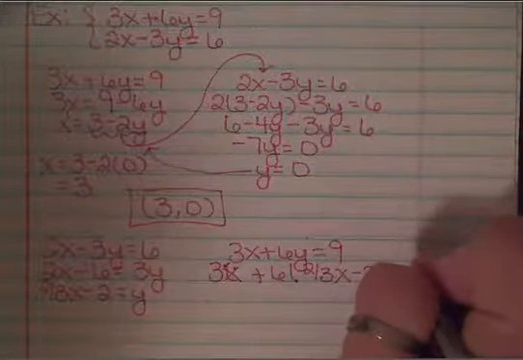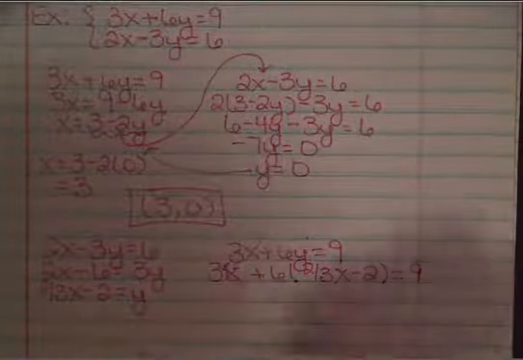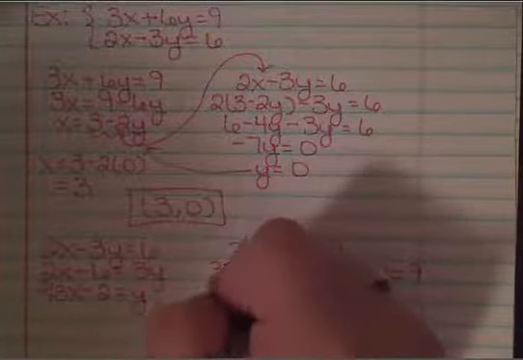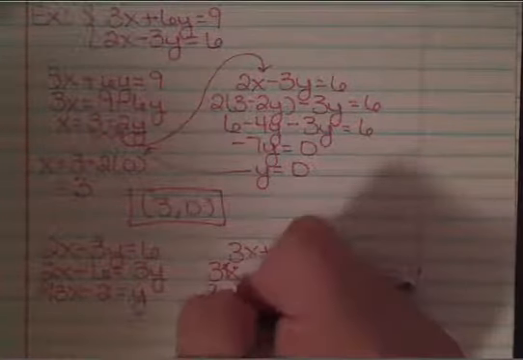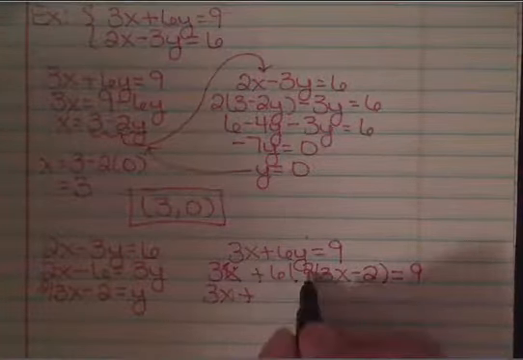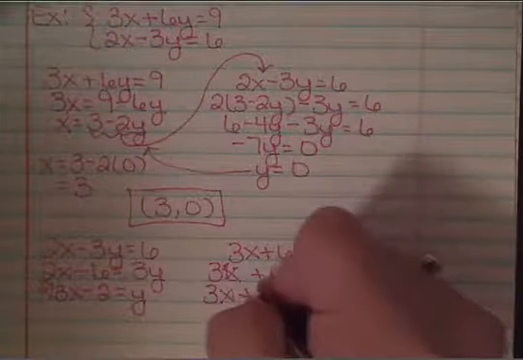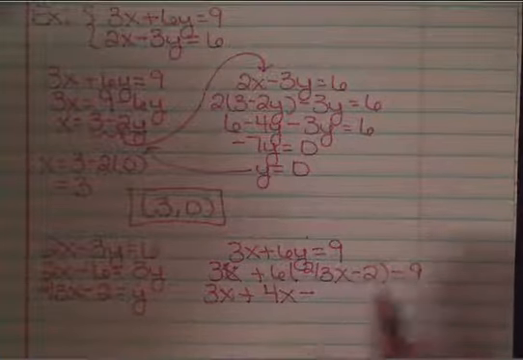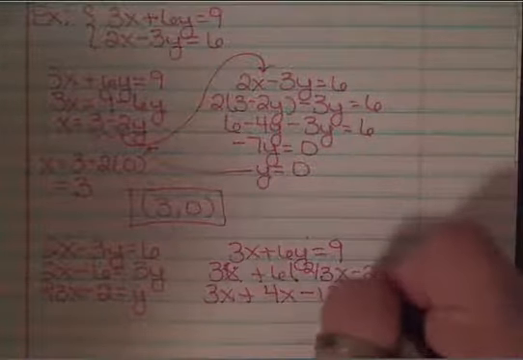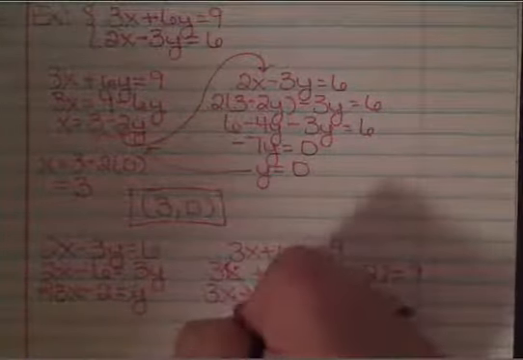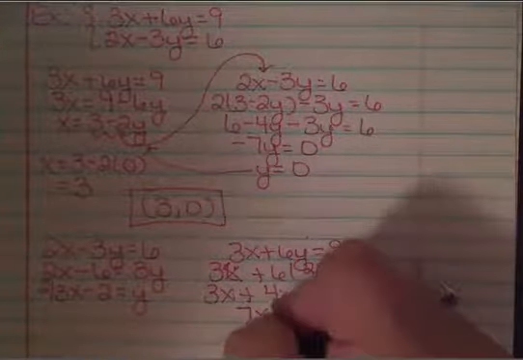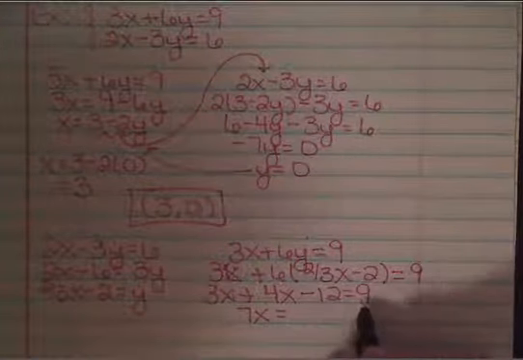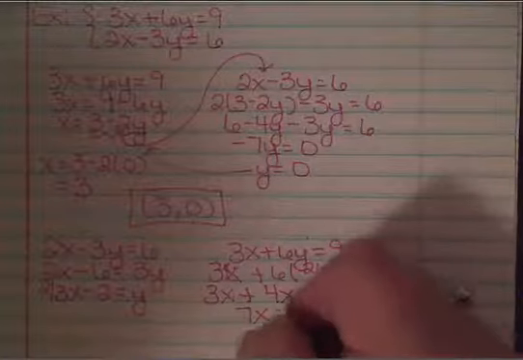So that gives me 3x plus 2 times 6 is 12, divided by 3 is 4x, minus 6 times 2 is 12 equals 9. So that'll give me 7x equals, I'm adding the 12, that'll give me 21. Divide both sides by 7, that'll give me x equals 3.